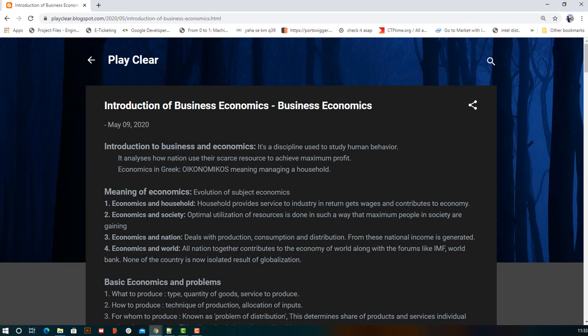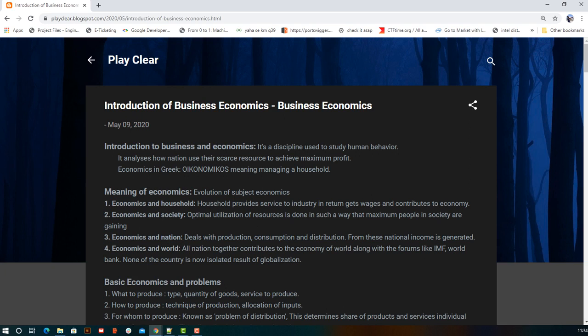So first is Introduction to Business and Economics. Here we can see it's a discipline to study human behavior. This helps us to analyze various factors and take various decisions. The overall aim and intention is to make the maximum utilization of the scarce resource and bring the maximum profit out of it, while making sure that the resource doesn't get depleted, so that we have it for the next use.